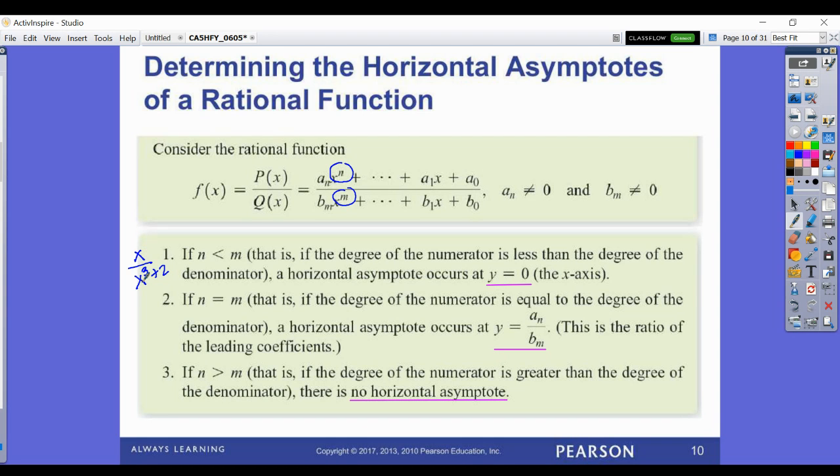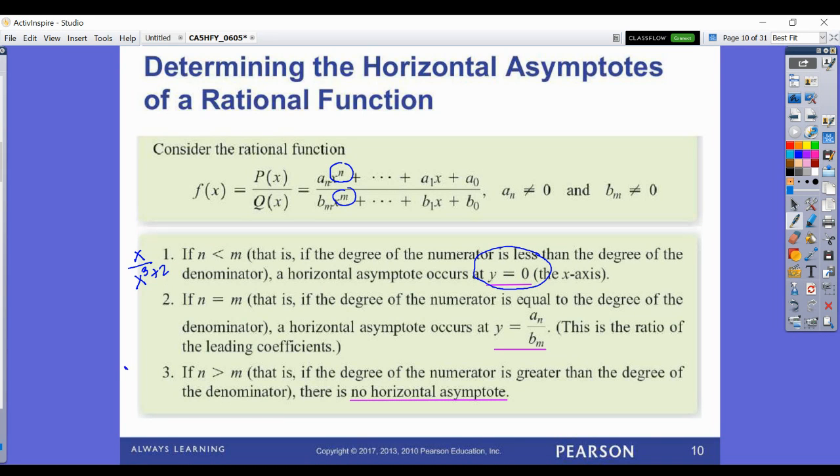So since the bottom is growing faster, if you think about a fraction, like 1/2, 1/3, 1/4, 1/5, 1/6, 1/7, as the bottom gets bigger and bigger and bigger, that fraction is getting smaller and smaller and smaller and closer to 0. So I have a horizontal asymptote at y equals 0. That's when the bottom is bigger. So I'm going to skip down here.